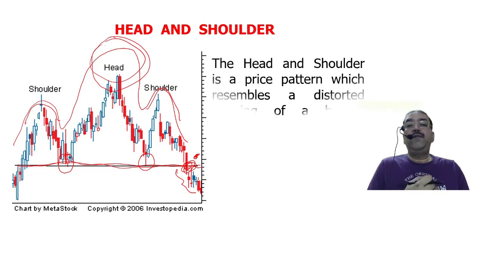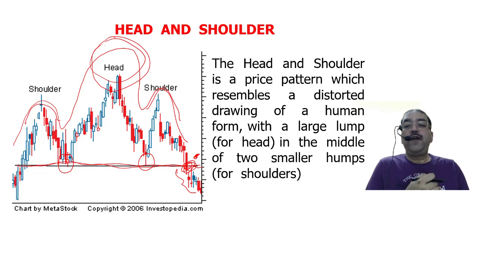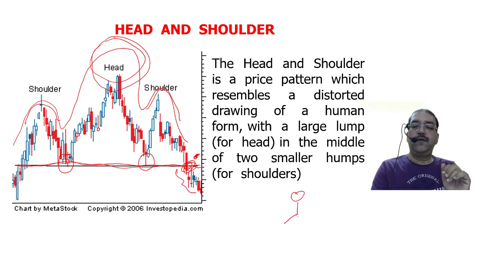So this will determine the head and shoulder is a price pattern which resembles a distorted drawing of a human form. A child is drawing the face of a man, and when the child draws, he just draws rapidly, so he doesn't care for all the important things that you have to draw very decently, very nicely. So he just draws. If you ask him to draw a man, he will draw a man like this. If you ask him to draw head and shoulder, he will draw something like this.